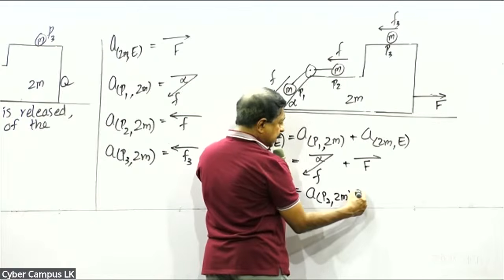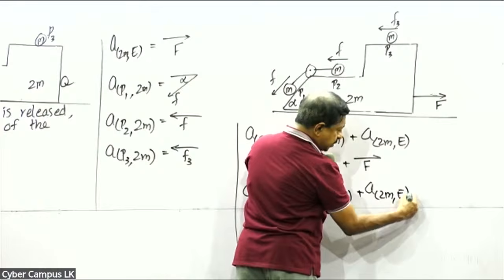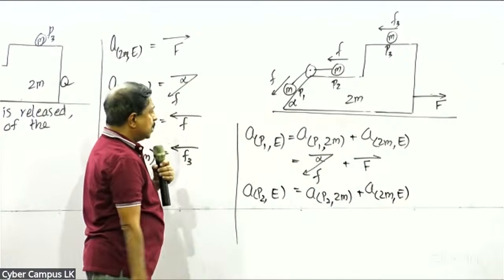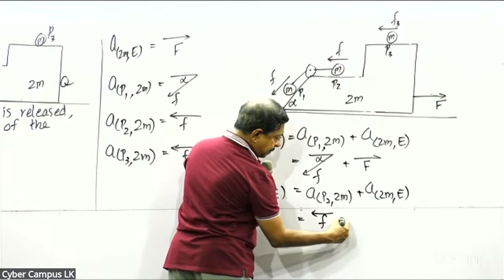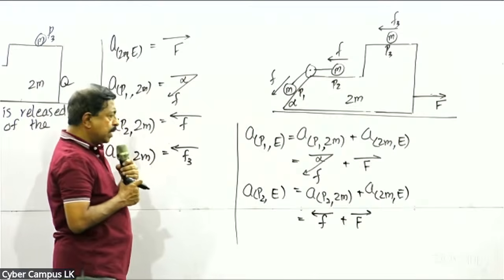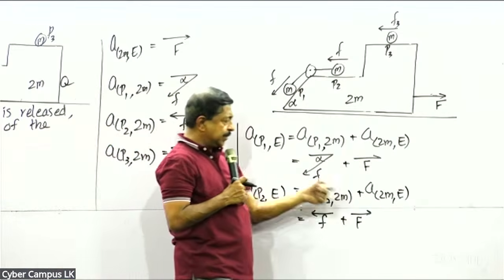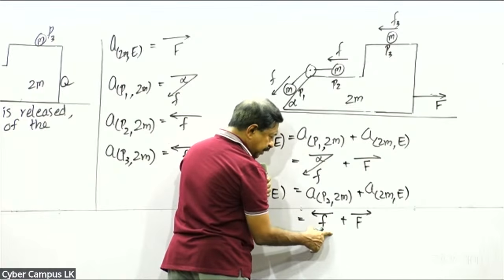But those are not connected. Therefore, you have to write it via 2m, the wedge. So you have that. Now this is simple F. This is the other way around. If you want, since they are exactly opposite, you can do it like this. No, we'll leave it that way.